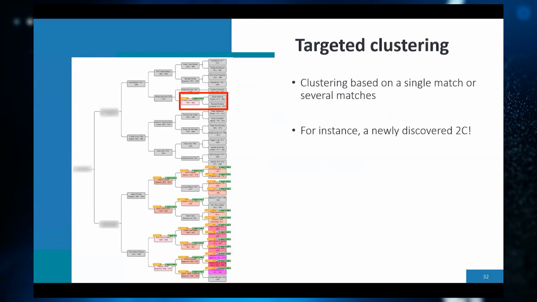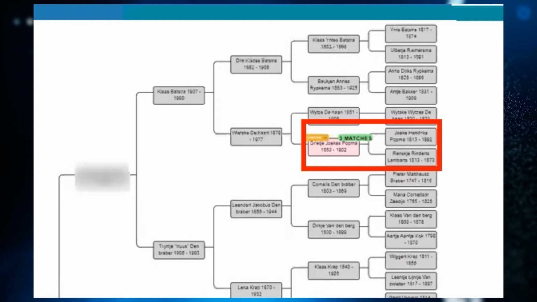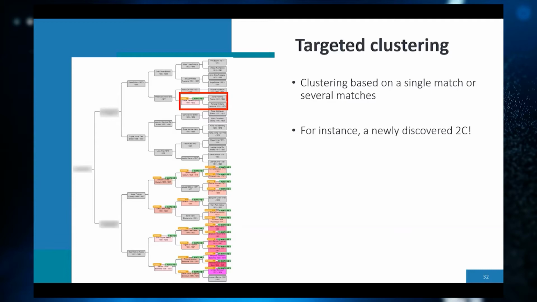You could be interested in a targeted clustering for a single match or several matches, for instance your newly discovered second cousin. Imagine getting an email from our website telling you that you have a 300 centimorgan match, and you're of course very interested in how this particular match is clustering with your matches. Somebody on the members page of our Facebook group came up with a method to get this more quickly, and we call it extend clusters.